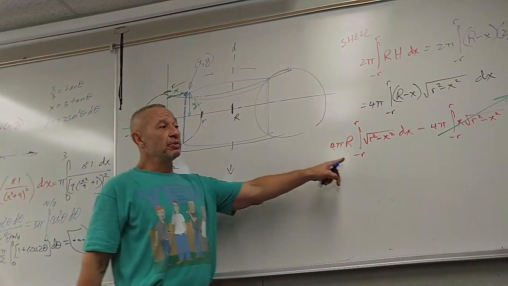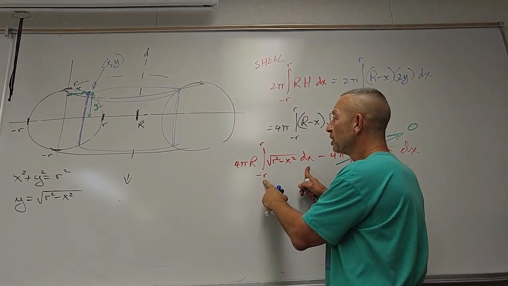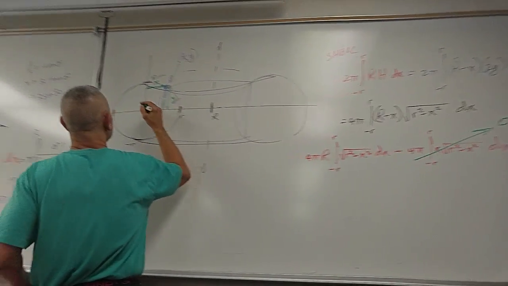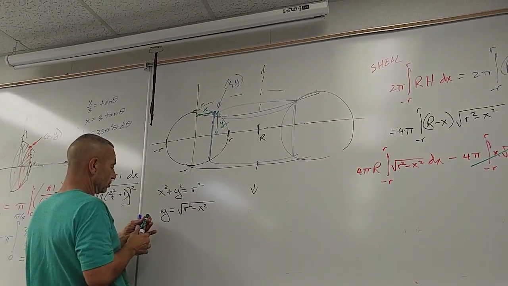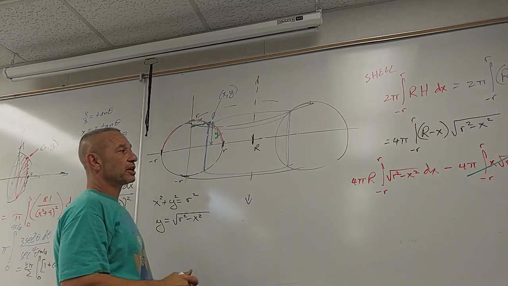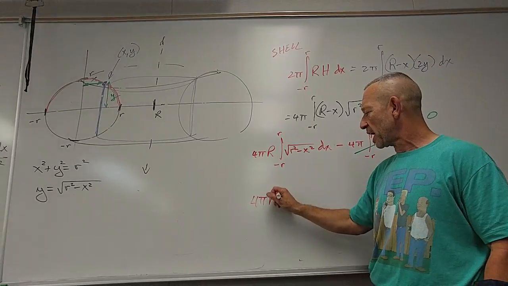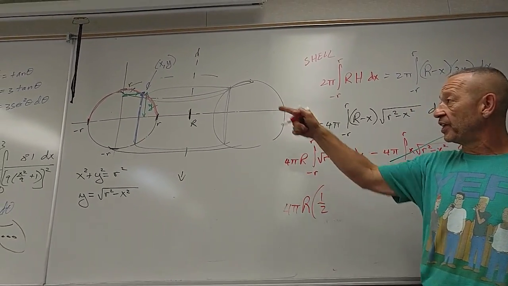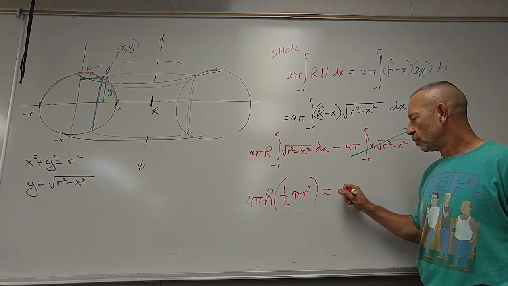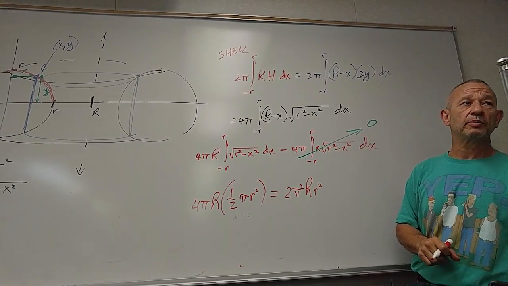And the way that we did this before was by interpreting it in terms of areas. We said that integral is the area. Since it's the top, that square root is just the top half of this circle. So if we integrate the top half of that circle from minus little r to plus little r, we get half the area of the total circle. So back in Calc 1, we said 4 pi capital R times 1/2 the area of that circle, which is pi little r squared. So 2 pi squared capital R little r squared, and we did that way back in Calc 1.